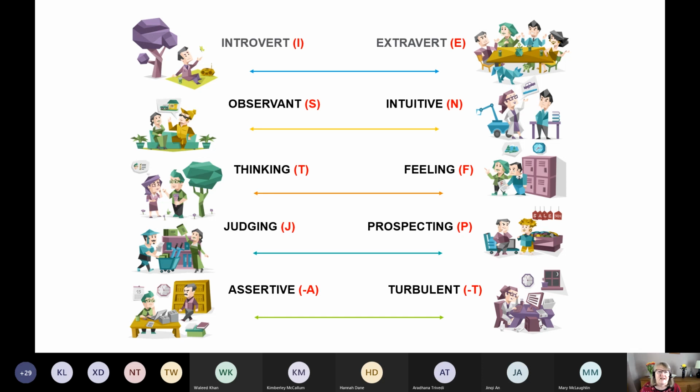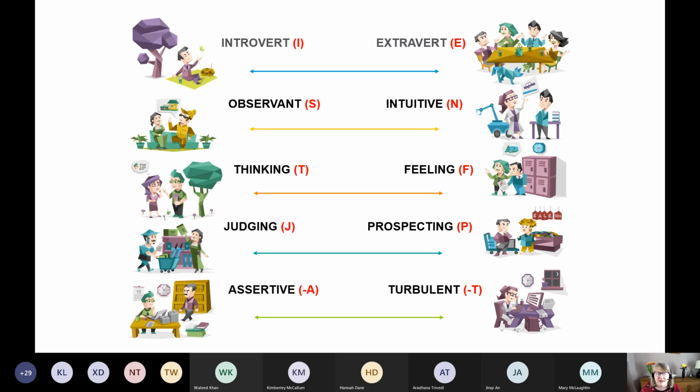So your report basically looks at 4 different spectrums and then decides which side of the spectrum you are on based on your answers in the questionnaire. And it gives you a letter to indicate that. So this is where you get your first 4 letters from. So introvert, extrovert, that's your I and E. Observant or intuitive, and that is your S and your N. Thinking and feeling, T and F, judging and prospecting, J and P, and then assertive and turbulent.